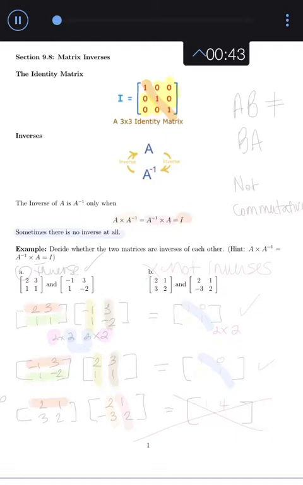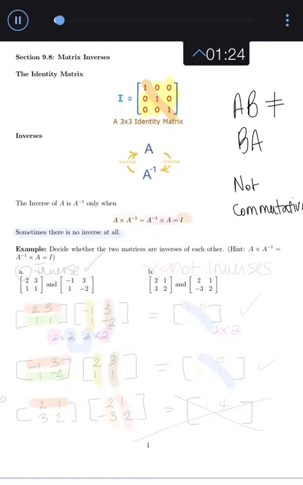Now we have to be careful because when you multiply two matrices, A times B or B times A, remember those don't necessarily give you the same thing, because multiplication for matrices is not commutative. Unlike numbers, where 2 times 5 is 10 and 5 times 2 is also 10, that is not true of matrices necessarily. A times B and B times A are not necessarily the same.